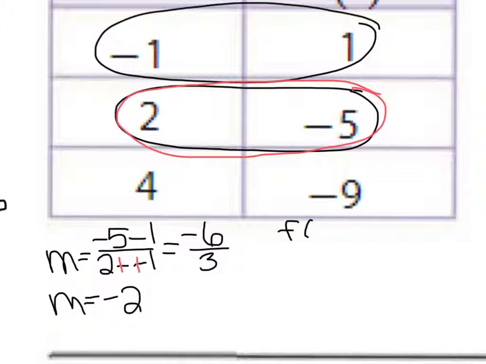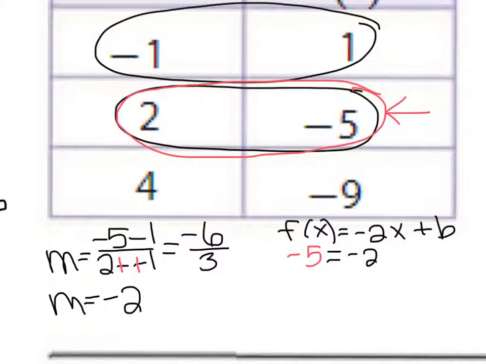So f of x equals our new slope that we found, negative 2x, and then plus b. Well, negative 5 represents your f of x, so we're going to replace that there. Equals negative 2. Our x is going to be replaced by 2, so times 2, then plus b. Well, on the right side, negative 2 times 2 gives me a negative 4.